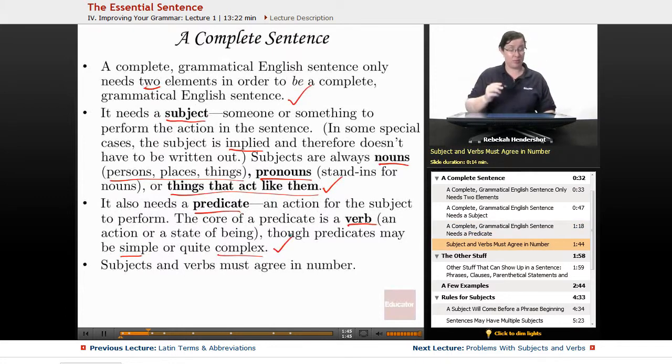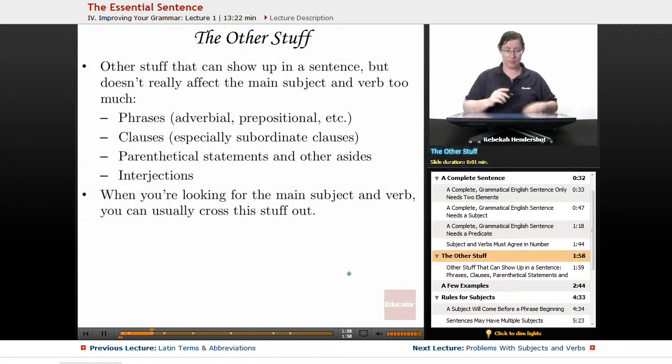And, here's a really important thing, subjects and verbs in English, in the same sentence, must agree in number. If you have a singular subject, you need a singular verb. Plural subject, plural verb. Alright.